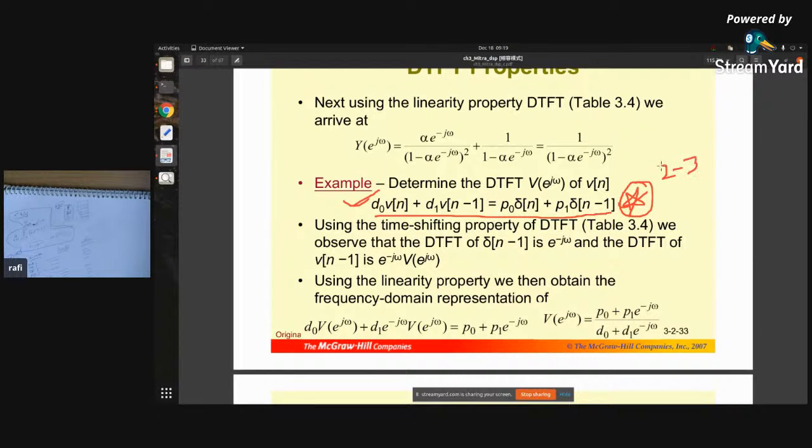Okay, 2 to 3 marks. So this question, the frequency domain analysis of this system: whoever does this, send me a message or mail me your observations by changing p0 and p1 values for different values of omega.